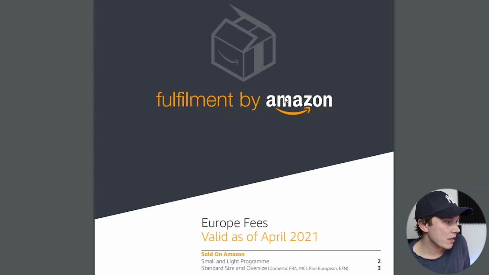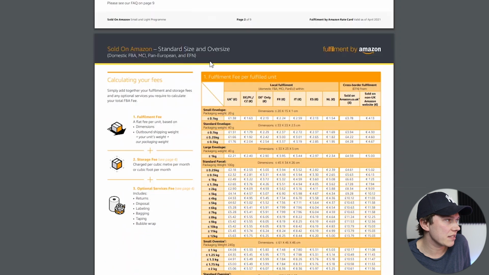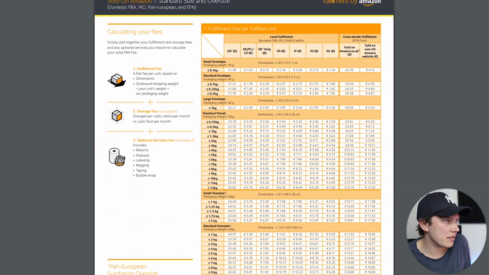Now, in order to calculate this, I would say the first port of call should be to check the Amazon fulfillment fee card, which has actually just been updated. I believe it's just come out today, so I will put a link for that in the description box below. But you can see that here: Europe fees valid as of April 2021. So you will need to scroll down to where it says sold on Amazon, standard size and oversize, and you will then need to find where your product fits.